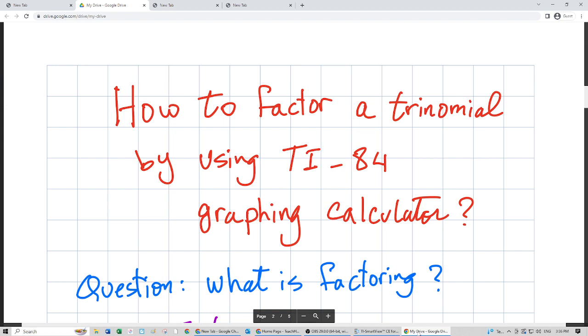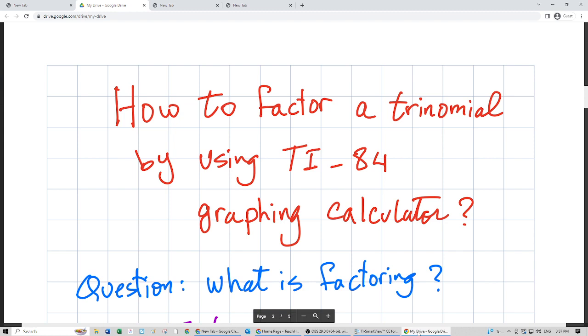So I'm going to explain the steps and I'm going to show you 2 or 3 examples. The first one is a simple one just to give you a taste of how to use this. And then we've got 2 more examples.